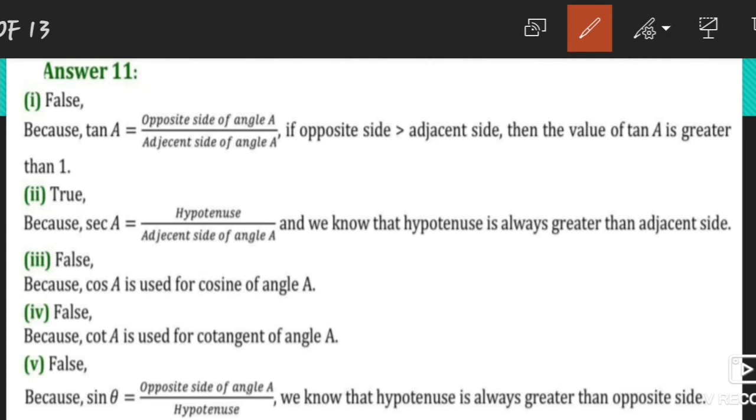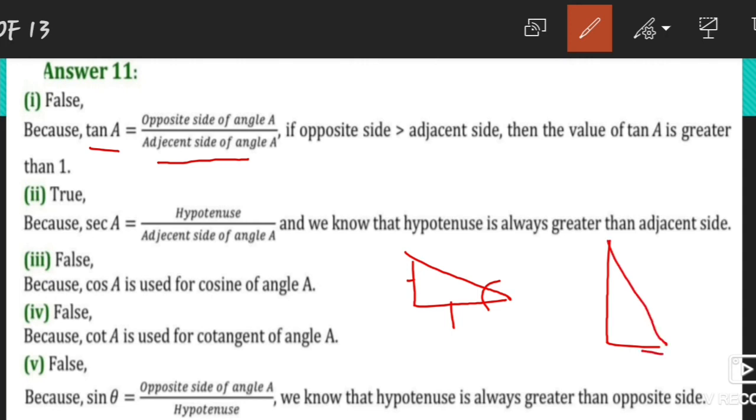Why? Because you know the formula of tan A: tan A is opposite side by adjacent side, and there are many cases. If I draw this right angle triangle and this is the acute angle, this adjacent side is more than this opposite side. But if I draw this type of right angle triangle, and this is the acute angle, then this opposite side will be more than this adjacent side.